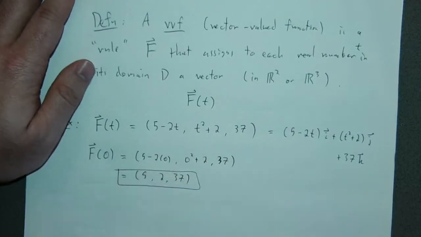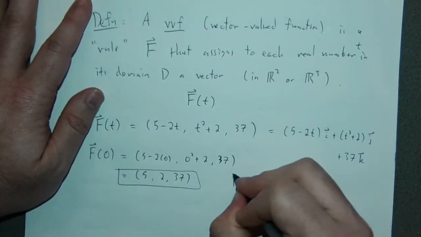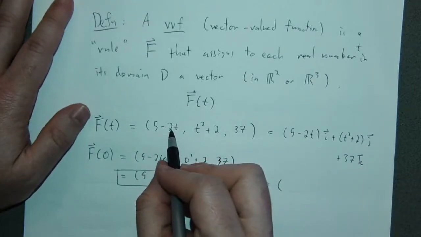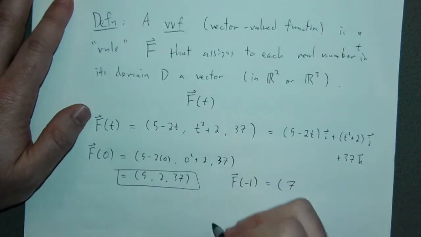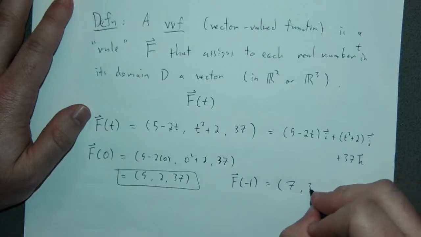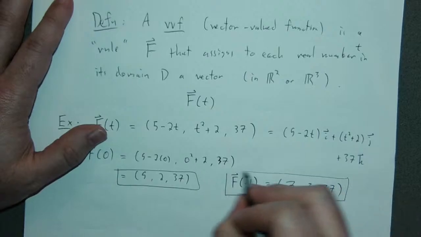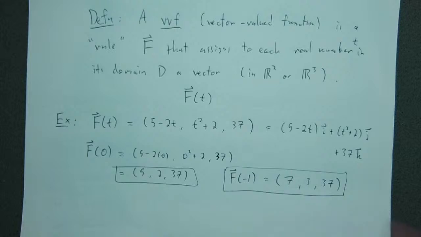Right. Okay. The vector that this function assigns to the real number minus 1 is, we can do this in our head, 5 minus 2 times minus 1, so that's 5 minus minus 2, so that's 7. Minus 1 squared plus 2 is 3. And 37 doesn't even depend on t. And so the vector that this vector valued function assigns to the real number minus 1 is 7, 3, 37. Okay.